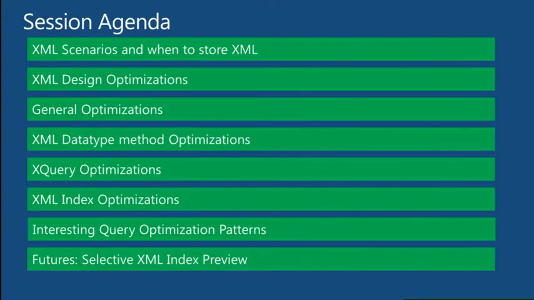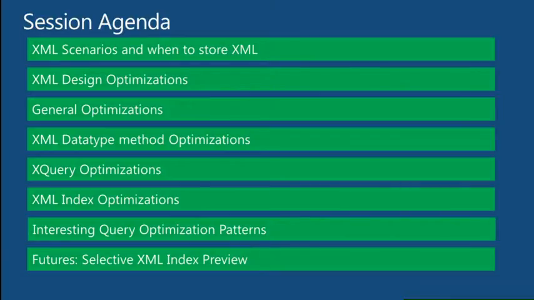The session agenda is packed. We are starting with the overview of when to use XML and when to store it in XML format versus relational format. We then talk a little bit about some general XML design optimizations, like when I design my XML document, how should it look? Then we go into some general optimizations that are applicable not just for XML, but for other large objects as well. And then we talk about the data type methods, how to use them best and how to make use of them in a way that you can improve performance, and how we can avoid some bad practices that people are doing in that space.